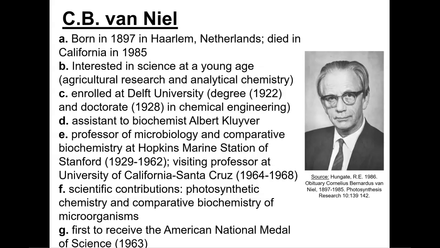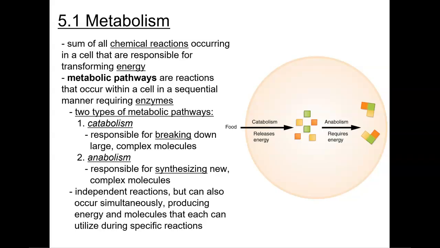So he studied how plants are able to take in light energy from the sun and convert that into glucose through photosynthesis. And then he also looked at different forms of photosynthesis in microorganisms that are able to perform this important energy process. He was the first to receive the American National Medal of Science in 1963. So he was very involved in studying energy and metabolism.